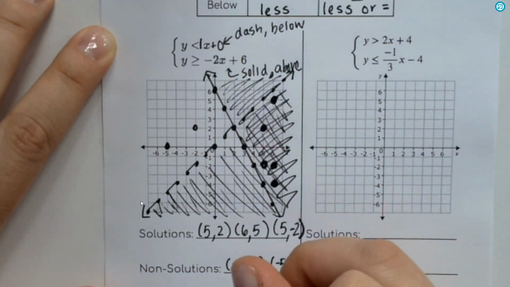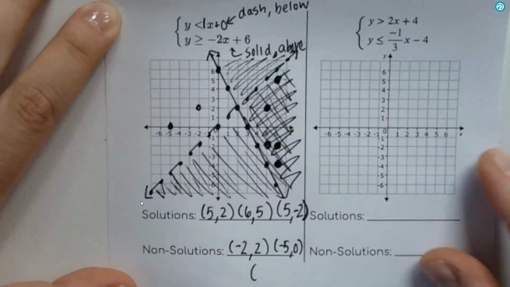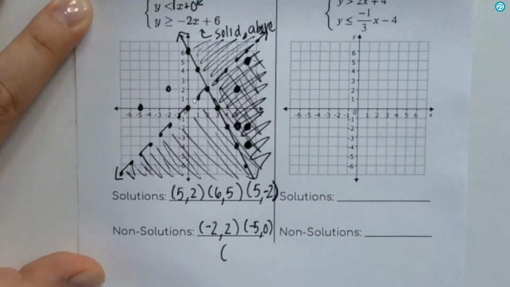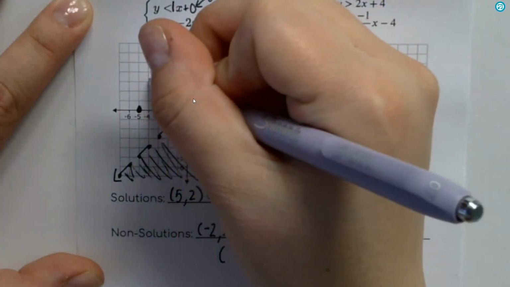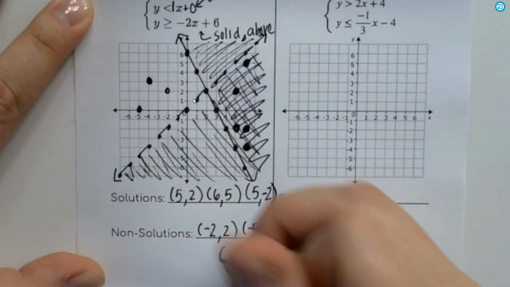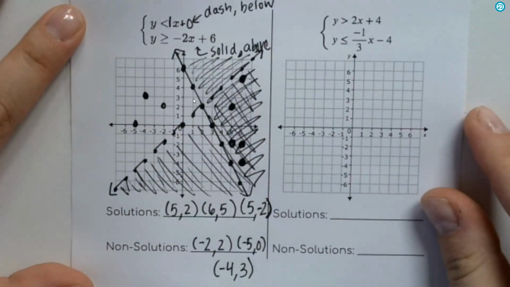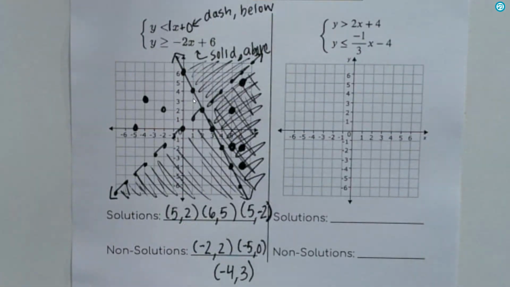Okay, give me one more point. One more non-solution, anyone? Anything? -4, 3. I don't even know if that's what you said, but it works. It's what I heard and it works. -4, 3. Awesome. Okay. Any questions about solutions or non-solutions? Okay, let's get to work on our other one then.